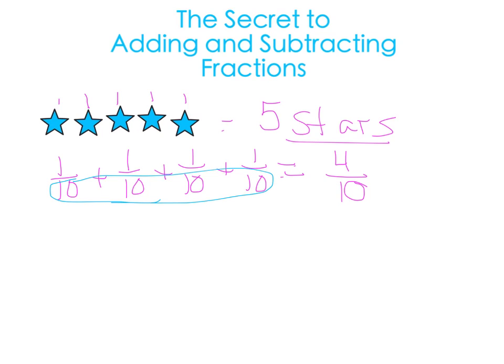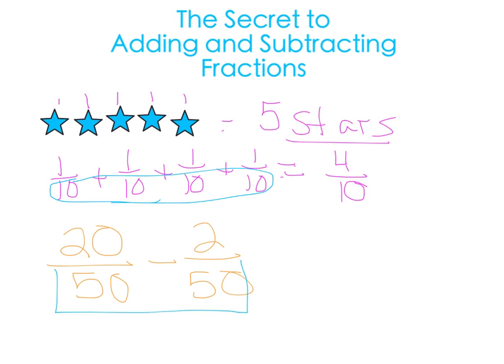Now let's look again at another problem that's similar. I could say that I have 20 50ths, and I want to subtract 2 50ths. They have the same label again. You notice when I said it, 20 50ths, 2 50ths, same label. So I can subtract those. 20 minus 2 gives me 18. So I would have 18 50ths left over.